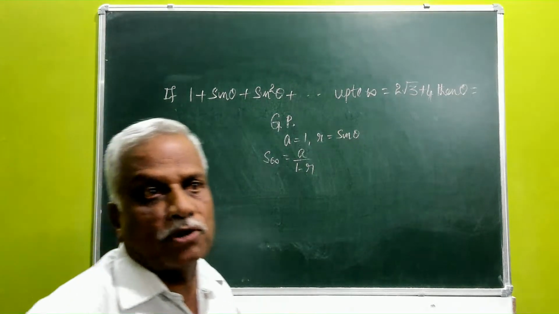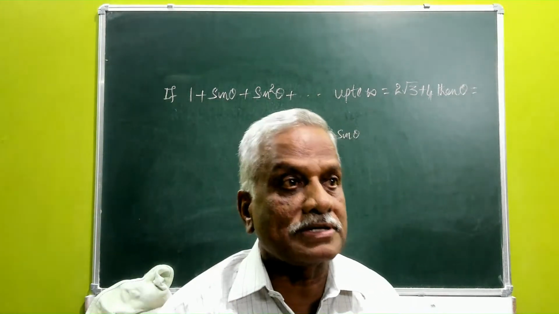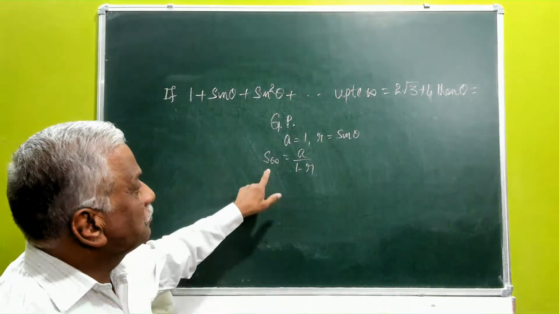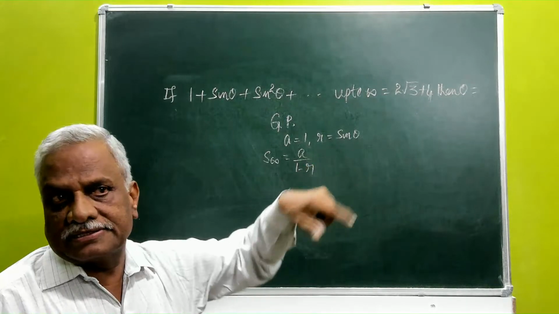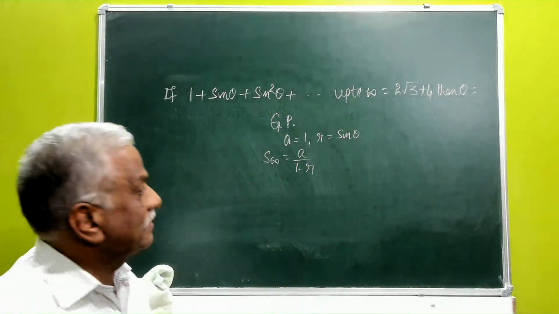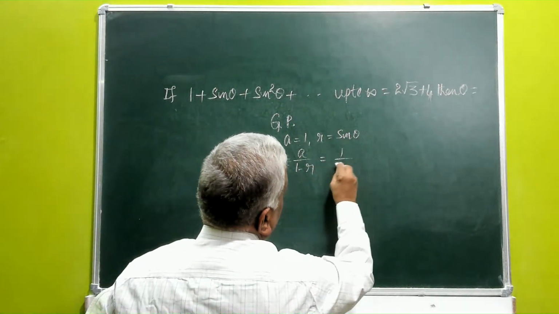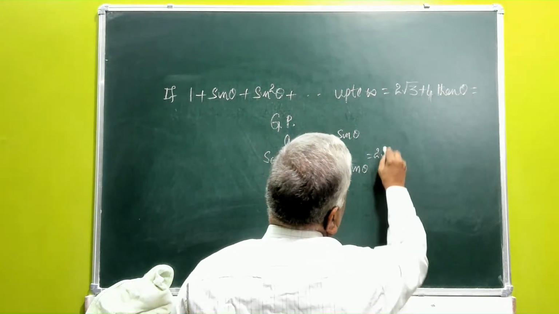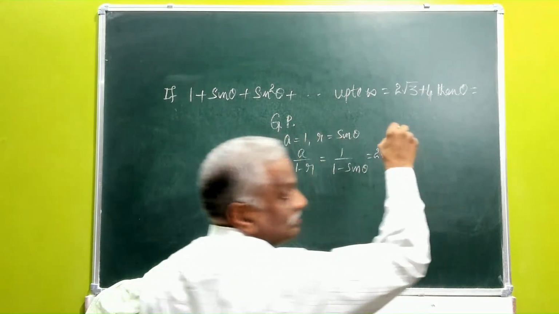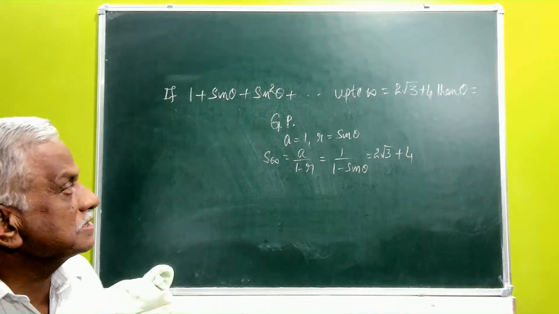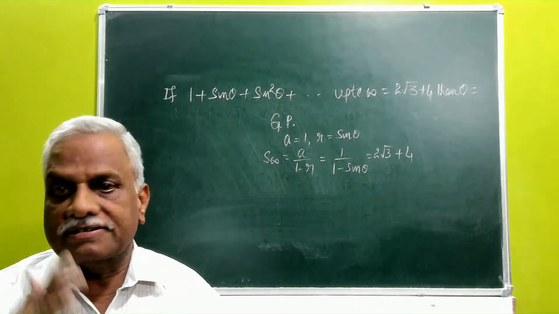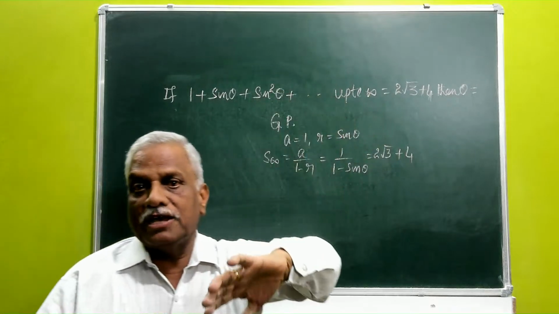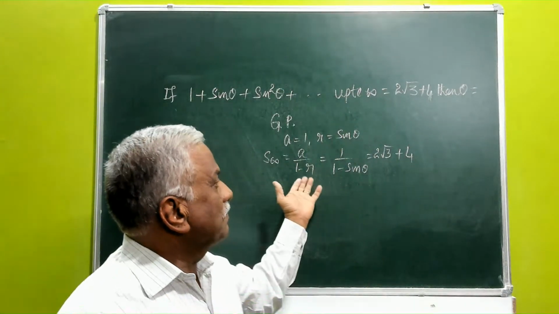The first point that is important is to recognize the given problem is a geometric progression, where A is 1, R is sine theta, and you should remember the formula for S infinity, A over 1 minus R. A is 1, 1 minus R is 1 minus sine theta. That is given to be 2 root 3 plus 4. I repeat, the first step is to realize the given problem needs a knowledge of geometric progression, with A being 1 and R being sine theta. So we use the formula.